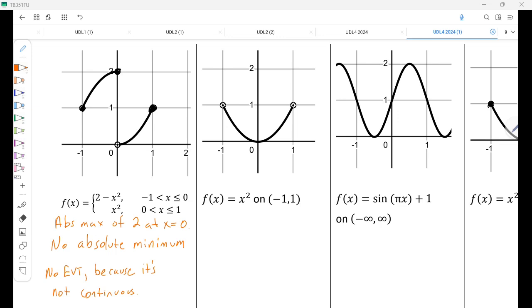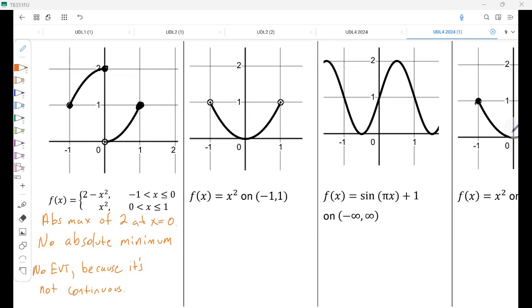Okay. Second one, x squared on -1 to 1. My open dots look weird on the screen. Like they look right on your paper. Yeah, whatever. Anyway, what does that hit? Yeah, that does have an absolute minimum of 0.